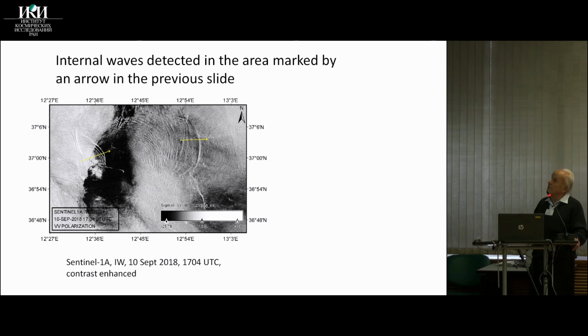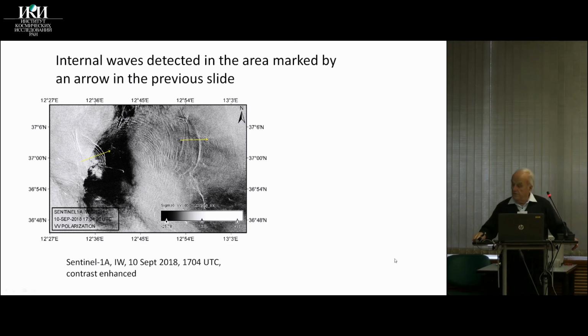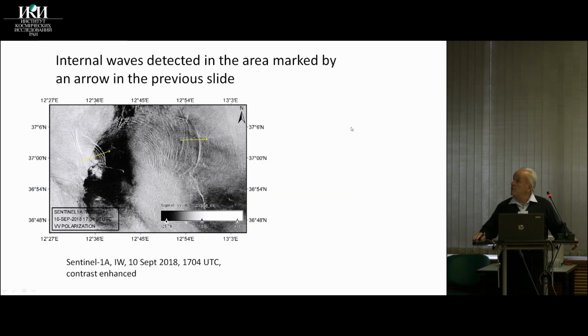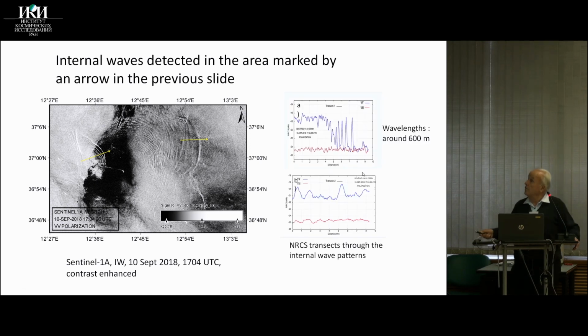And now here we have some internal waves that are generated in this area. These internal waves have quite different shapes, and if you make a scan through this feature, you get this radar cross-section variation, which can be described by weak hydrodynamic interaction theory.